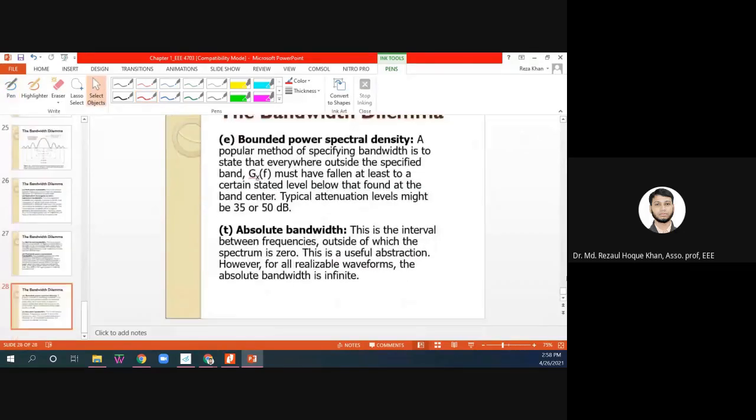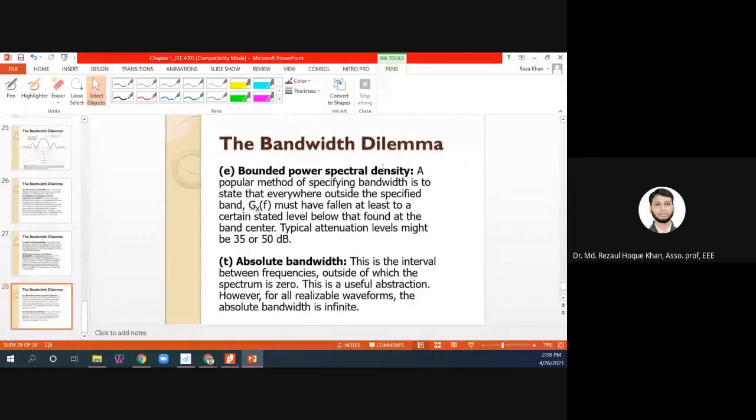Lecture, very important topics comes the bandwidth dilemma. There are various ways to describe a bandwidth.